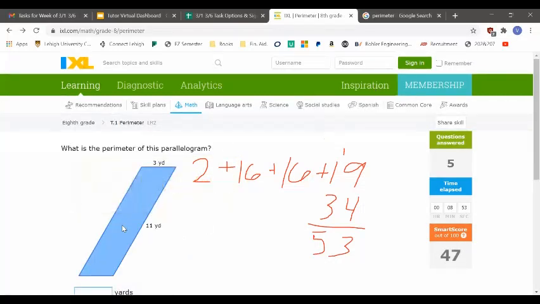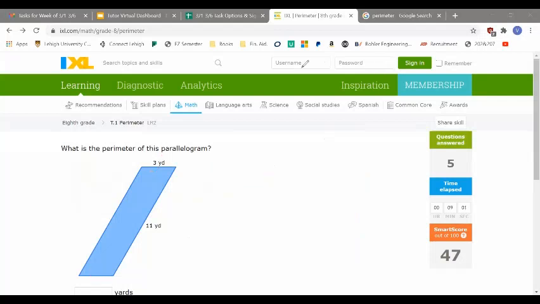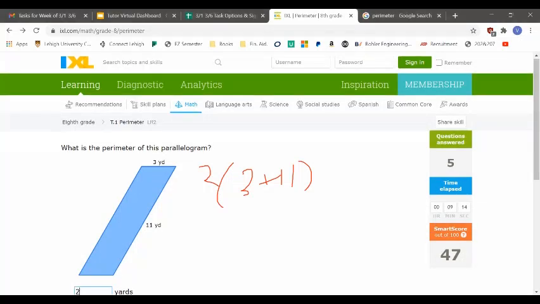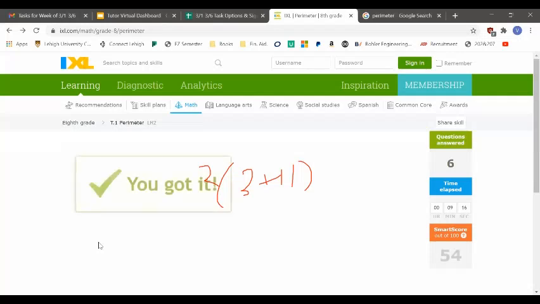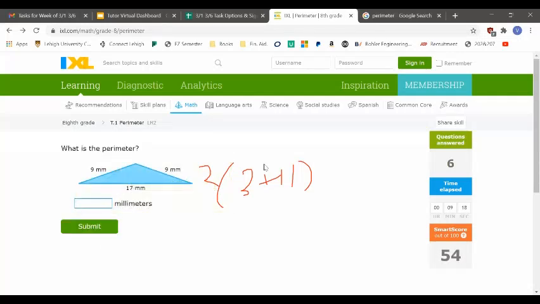And that's it. Again, just do the same thing. And here, I'll show you one more time. Because you know the top and the bottom are equal, you can use this equation, 2 times 3 plus 11. So 3 plus 11 is 14, times 2 is 28. And there you have it. That's how to find the perimeter of a shape.